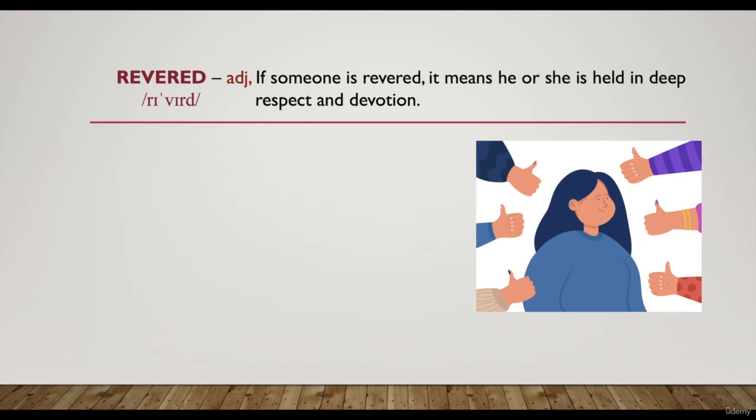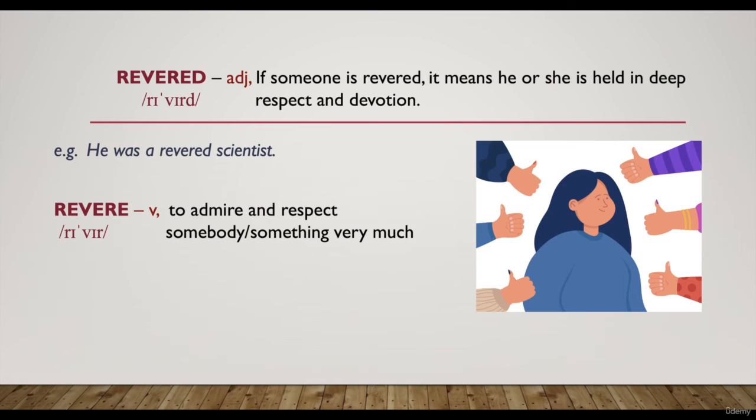The next word is revered. Revered is an adjective. If someone is revered, it means he or she is held in deep respect and devotion. So, in other words, if someone is revered, other people respect this person very deeply. Example, he was a revered scientist. Revere is the verb form, which means to admire and respect somebody or something very much. For instance, he is now revered as a national hero.